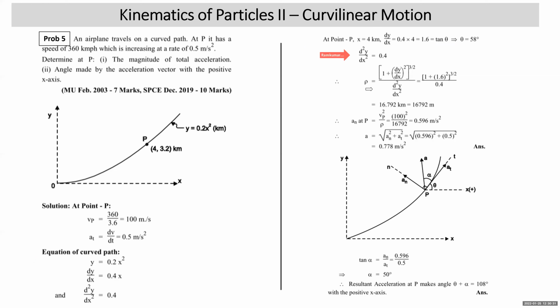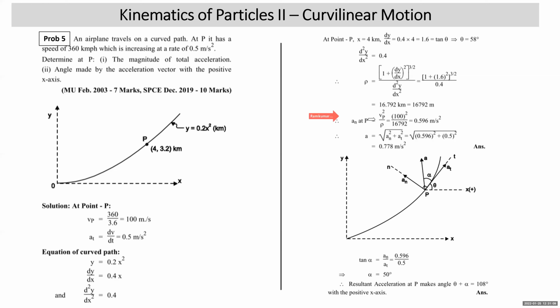Now you use this radius of curvature formula. Whenever the equation of path is given and you find dy by dx and d2y upon dx square, you should use this radius of curvature formula. What is this formula? Rho is equal to, in the numerator, 1 plus dy by dx whole square raised to 3 by 2, upon d2y upon dx square. Substitute the values and you get radius of curvature. This will come out in kilometer units. Why? Because the equation of path is in kilometer units, coordinates are in kilometers, so radius of curvature will also come in kilometers. 16.792, so it is 16792 meters.